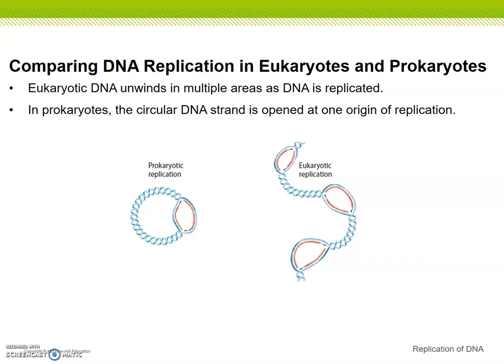Now, with prokaryotes, it's a circular strand of DNA and it just opens at one end and goes around till it gets to the other end. It's much smaller, much simpler. It doesn't require doing it in segments because it's so small. But that's the difference between DNA replication in eukaryotes and prokaryotes.